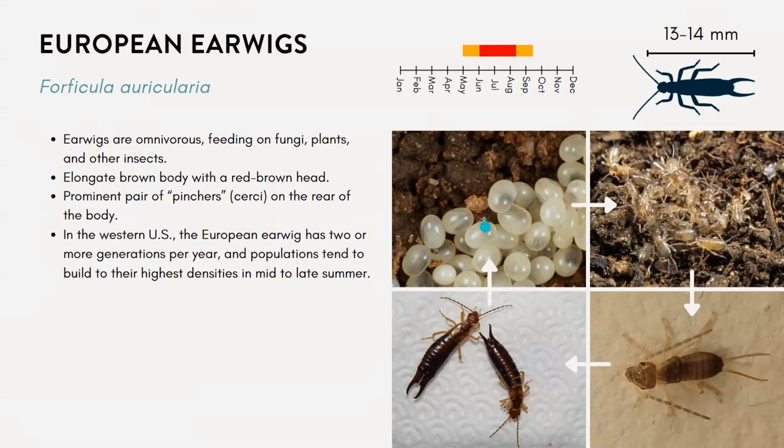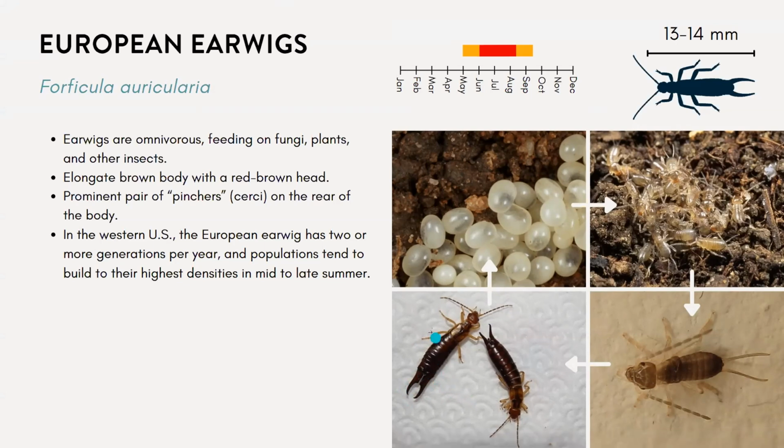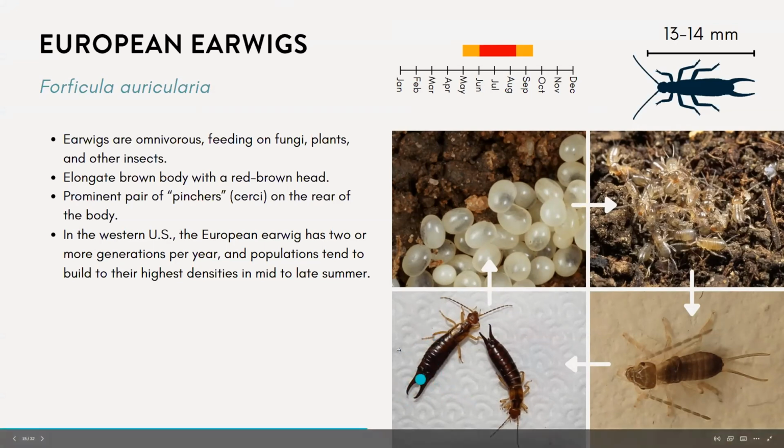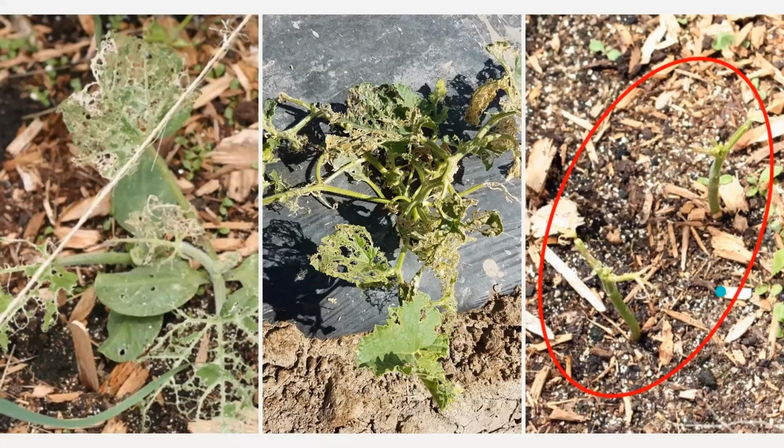So they'll start as eggs, they'll hatch, they'll develop through different instars till they reach adulthood, looking like this. And they have this prominent pair of pinchers, but they're not actually pinchers. They're technically called cerci on the rear of their body. So in the Western United States, the European earwig has 2 or more generations per year, and then the populations tend to build their highest density in the late summer, which I've definitely seen here in Utah.